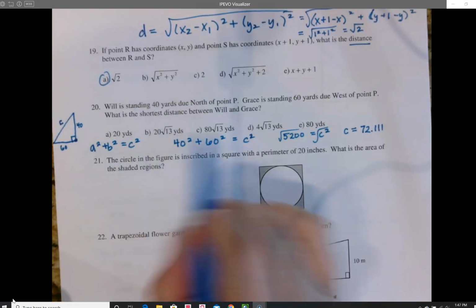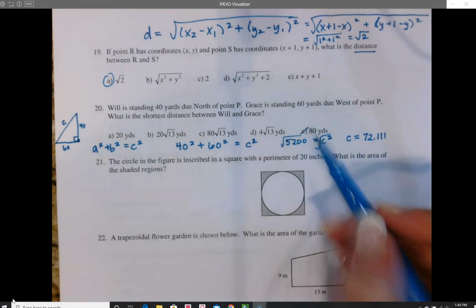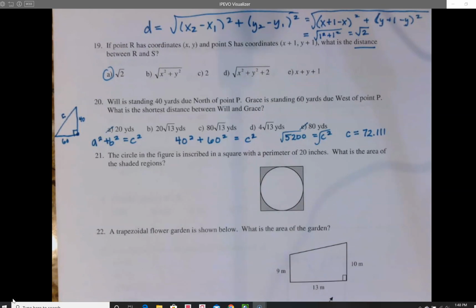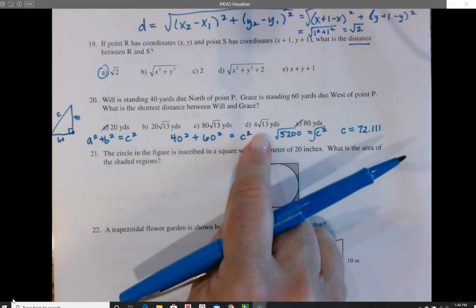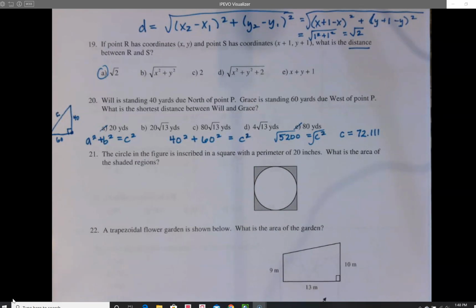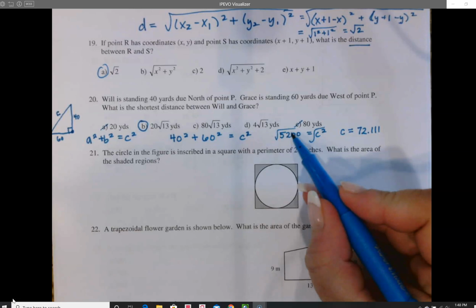And then we look back at our choices and we see that our answers are not in decimal form, they're in simplest radical form. So if you don't know how to simplify a radical, you could, first of all, get rid of E and A because neither one of those is 72.111. And then you can punch in these different values and you can see which one is equal to 72.111. So I'm going to do 20 times the square root of 13, and that works out to be 72.111. But I did want to show you guys how to simplify a radical.